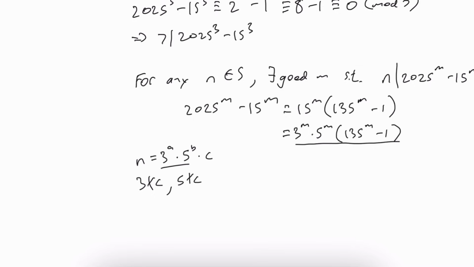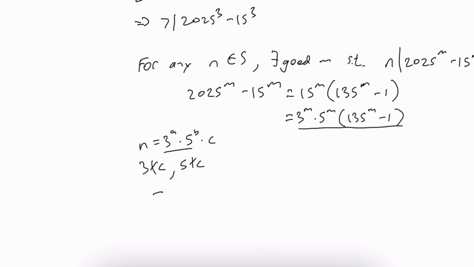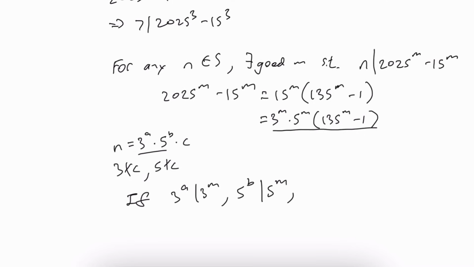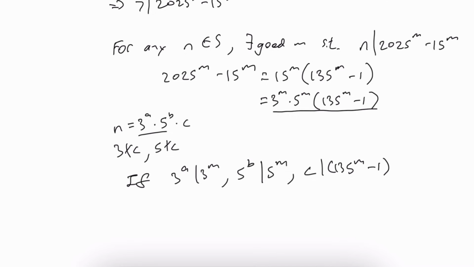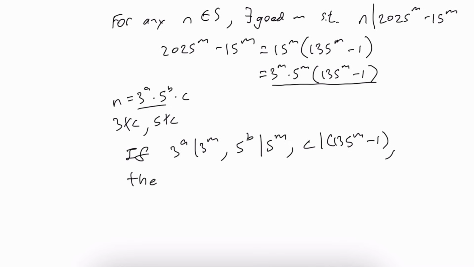Then if we can show that 3 to the A divides 3 to the M, 5 to the B divides 5 to the M, and then C divides 135 to the M minus 1, then we just immediately have that n divides our expression, right?